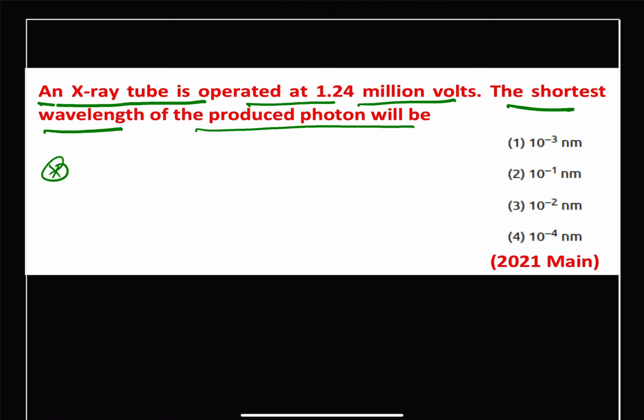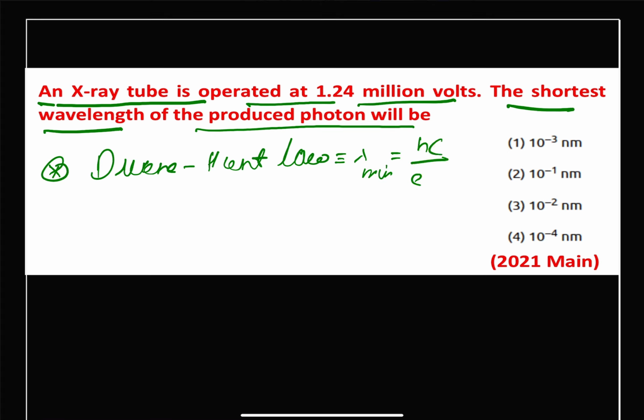So we can say this is our Duane-Hunt law, which gives us that the minimum value of the wavelength will be equal to hc divided by eV. And we know the standard value of hc.